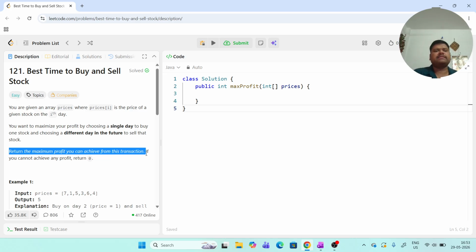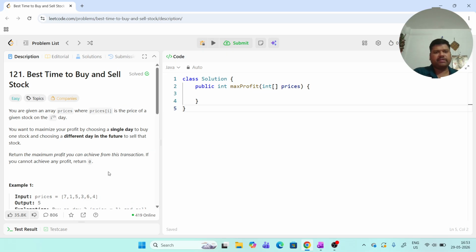Remember, only one transaction. You can buy on any day and choose another day in the future to sell that stock. So we can do only one transaction, and we have to return the maximum profit. As usual, I will be discussing two approaches: one is the brute force approach and another is the optimal approach.